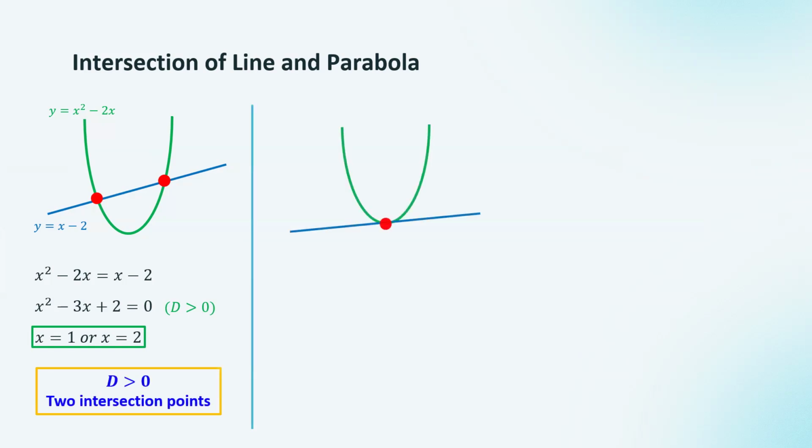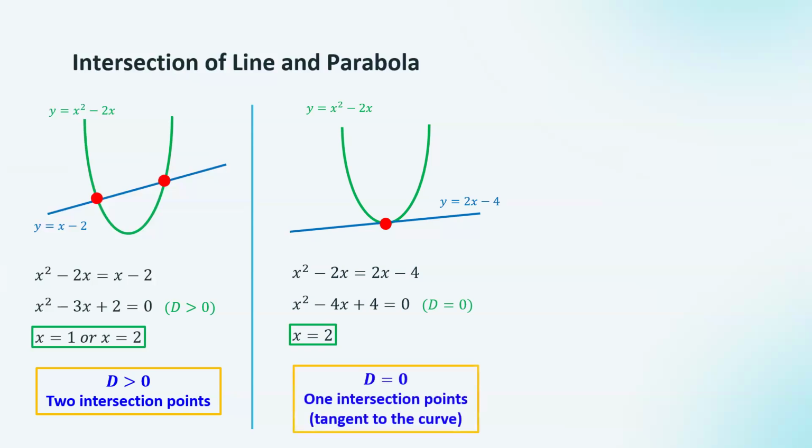In the next case, if we only have 1 intersection point, I think you can guess where I'm going with this one. Let's say that the parabola is the same and the line is 2x minus 4. If we equate this, then we will have only one x value. And if we calculate the discriminant, it's going to be 0. So if D is equal to 0, we only have 1 intersection point. You can also say that the line is tangent to the parabolic curve.